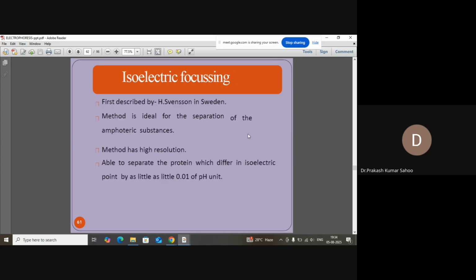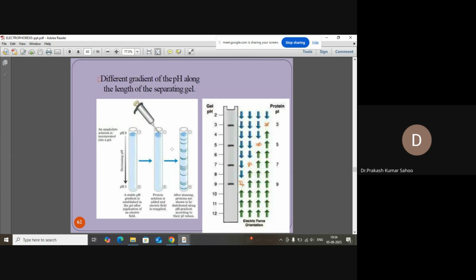the gel. Then it is the isoelectric focusing, described by Svensson and Vesterberg. This method is ideal for the separation of amphoteric substances. The method has high resolution. It is able to separate proteins which differ in isoelectric point by as little as a change of pH of 0.01. So this is how your isoelectric focusing is made, with just a minute change in pH.